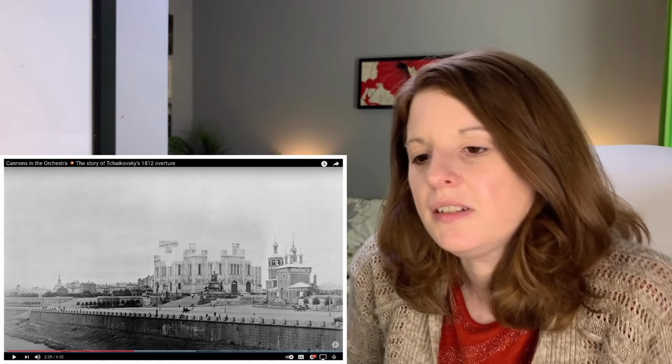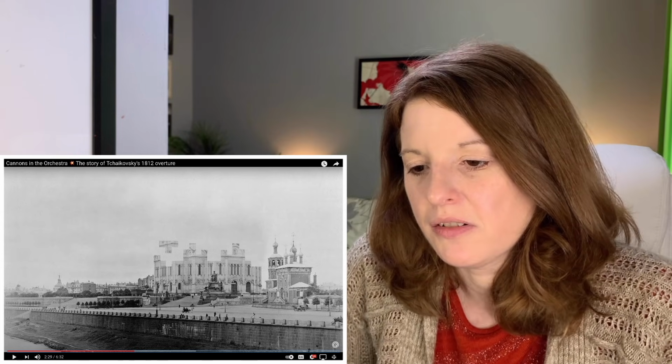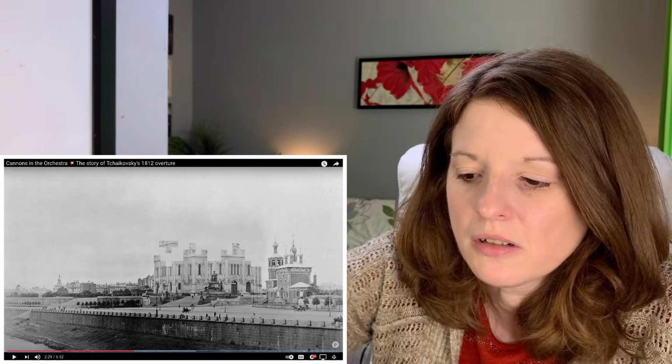So we're 68 years on, and they haven't even finished the temple yet. Interesting. It's taking a long time to build that.